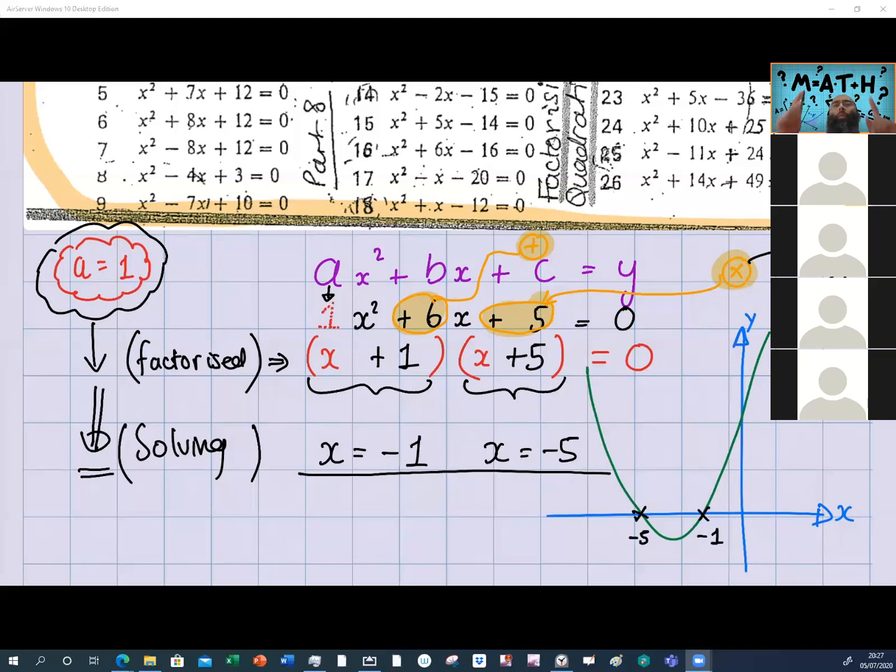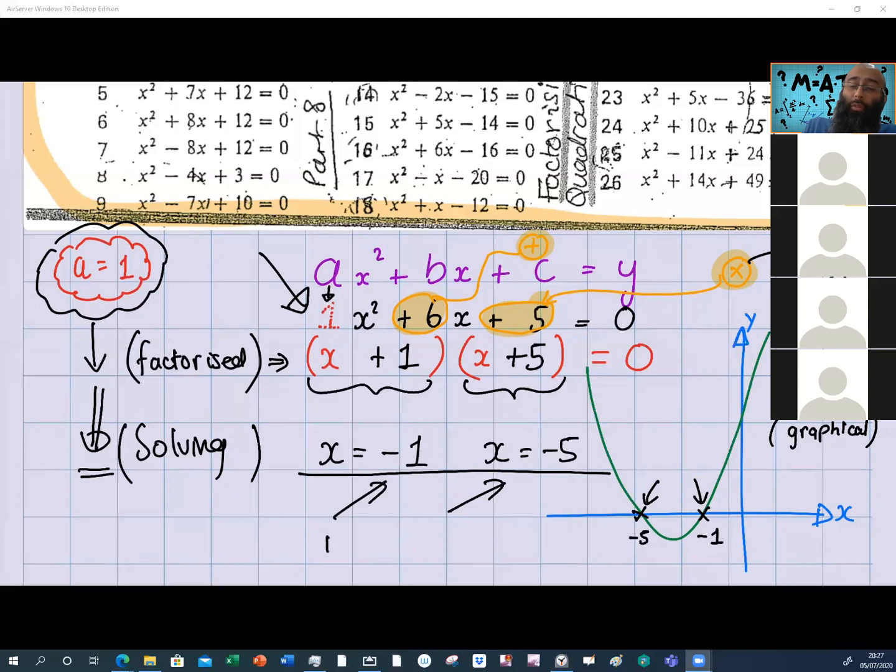So if you look from what we've done last lesson, everything connects together. Last week we were looking at the graphical way of working out the solutions. Graphical means you draw the graph and you look at it. Oh yeah, I can see that the root is minus 1 and the root is minus 5. Here we've started with the equation x squared plus 6x plus 5. We've factorized it, we've solved it, and now we've got the roots here.